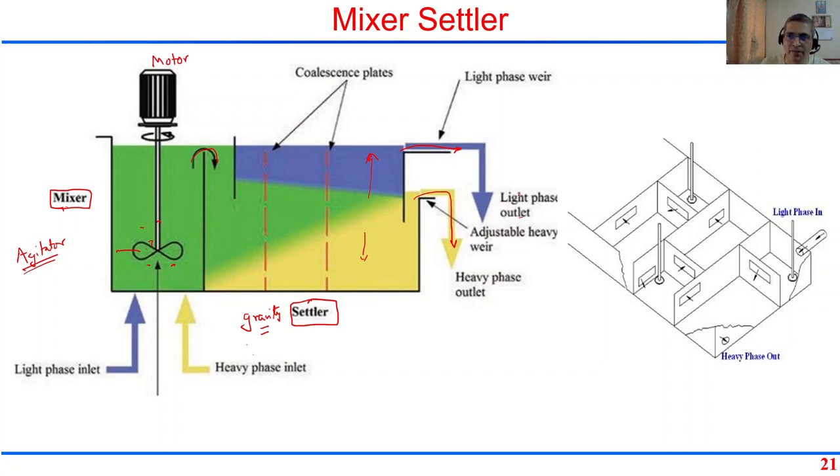So the light phase going out and the heavy phase going out, they are in equilibrium. Equilibrium is reached between this blue phase and the yellow phase. And the mixing, dispersion, mass transfer is all done in the mixer part of it. Is that okay? Now, obviously, this is going to give you one theoretical stage.